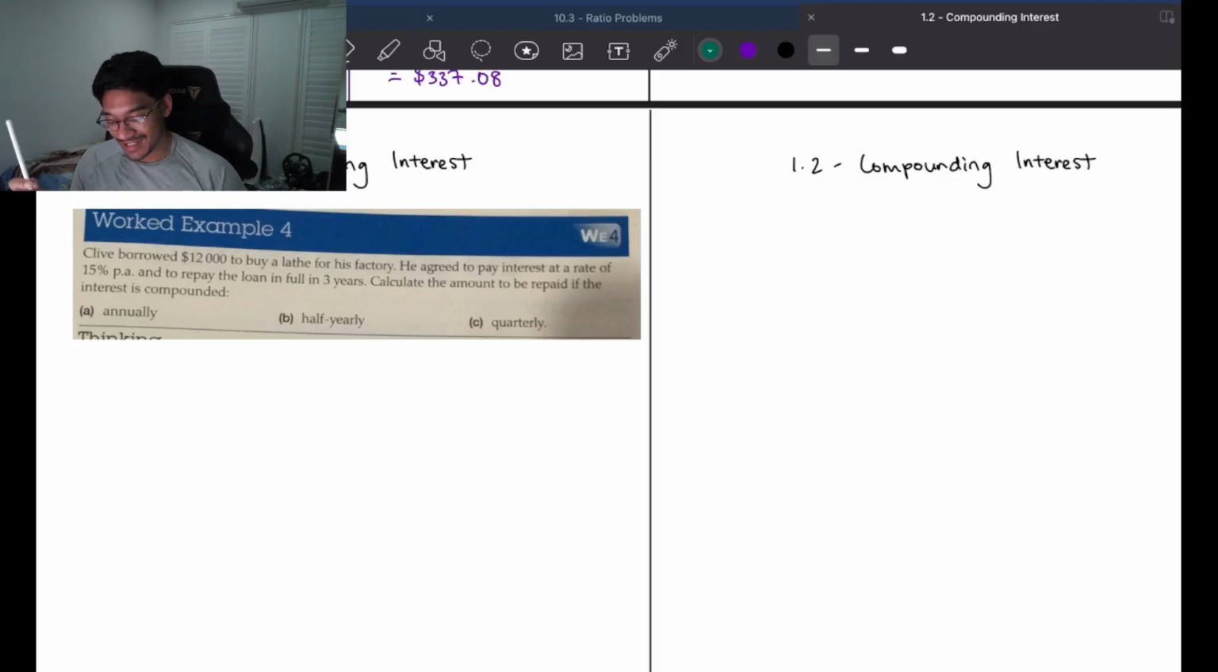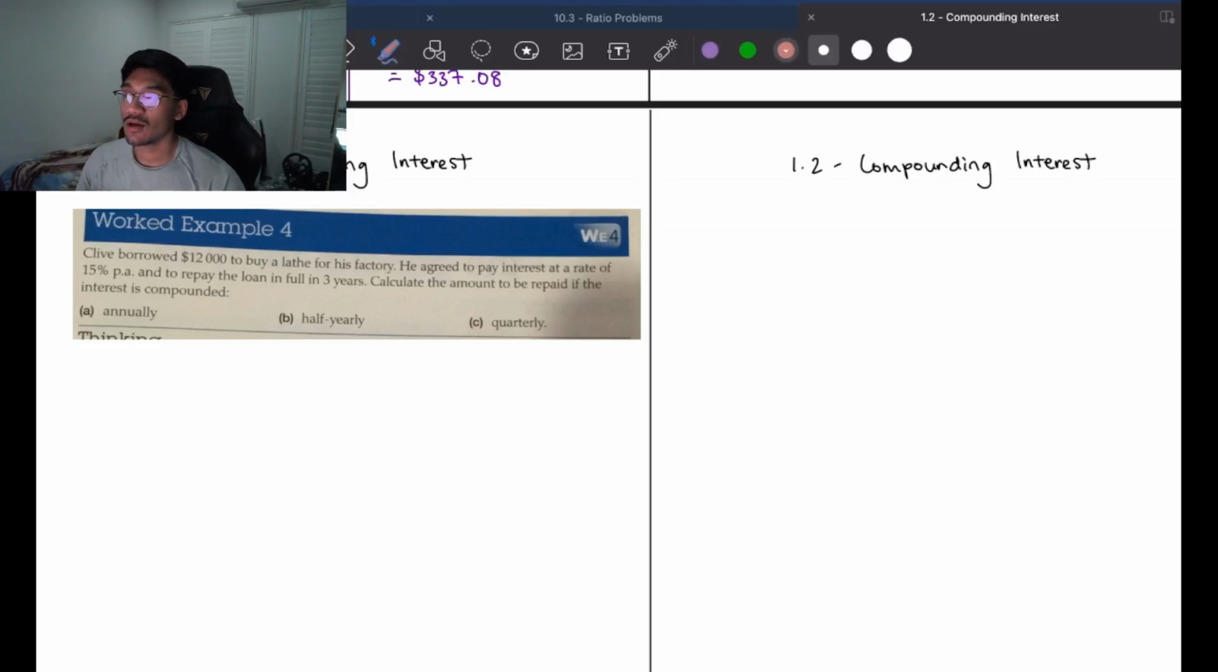In this question, it says, Clive borrowed $12,000 to buy a lathe for his factory. He agreed to pay interest at a rate of 15% per annum and to repay the loan in 3 years. Calculate the amount to be repaid if the interest is compounded annually, half yearly, and quarterly. We see the word compounded, so we're no longer talking about simple interest but compound interest, which means we're using that formula we talked about before.